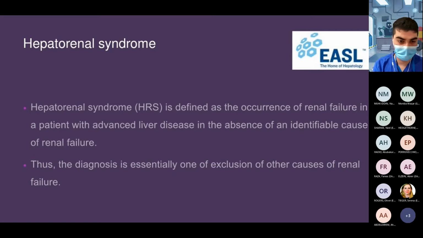Essentially, it's really a diagnosis of exclusion. So what you want to do is identify a patient who has advanced liver disease, who has no reversible or identifiable cause of renal failure before you label them as hepatorenal syndrome.